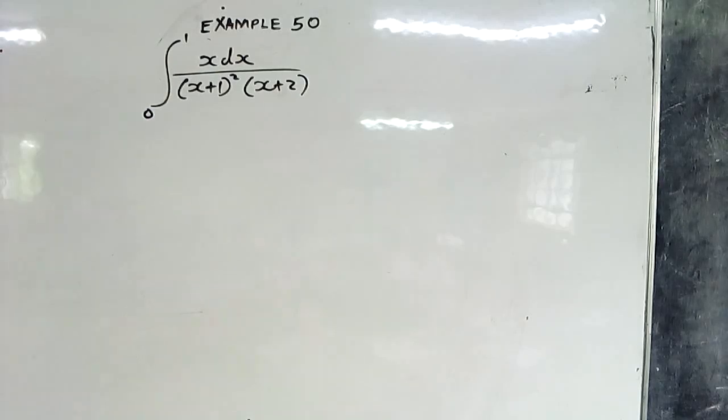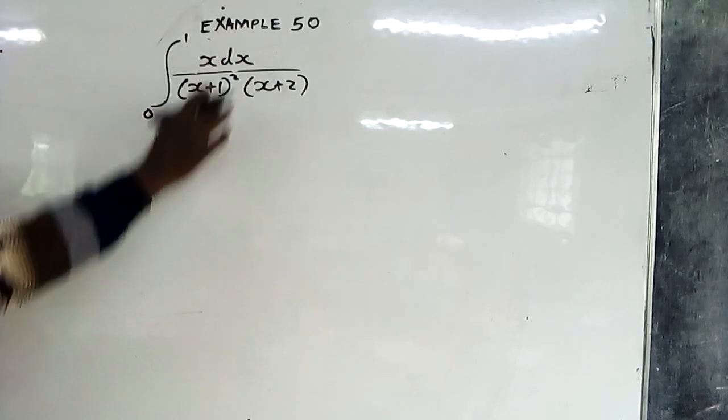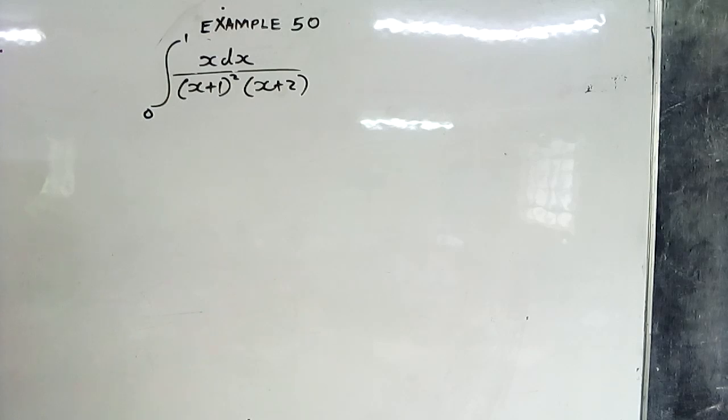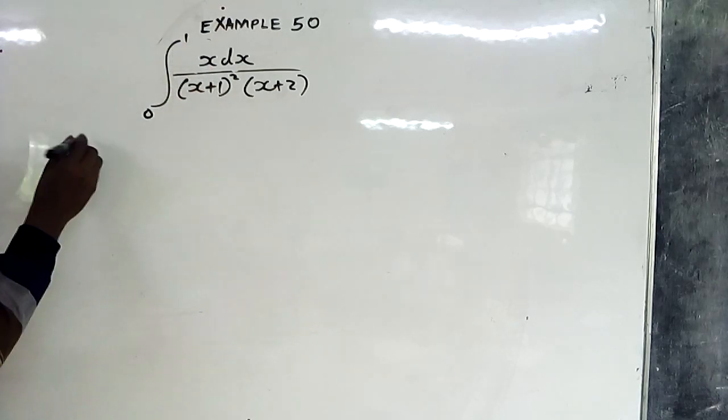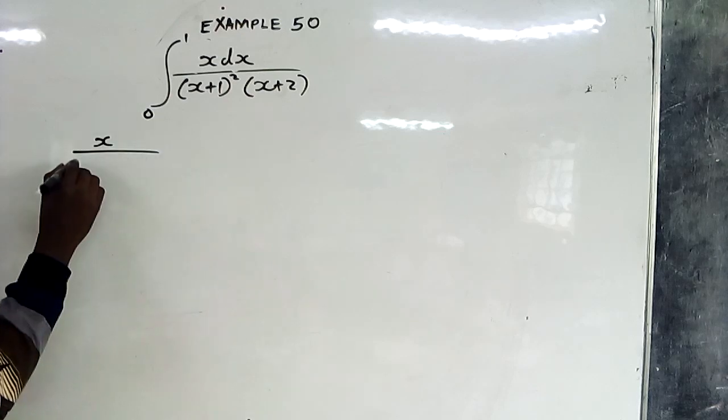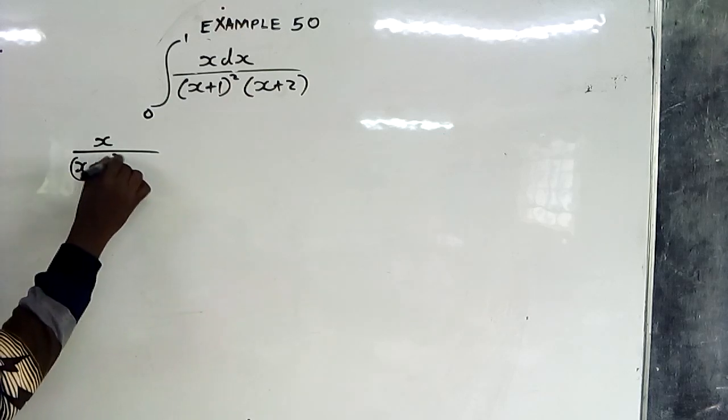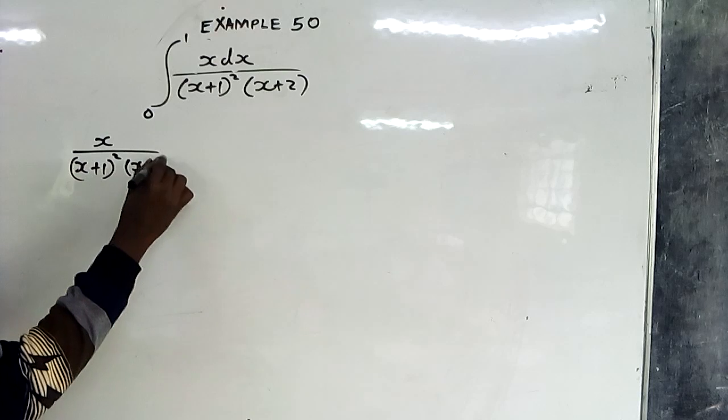Example number 50: evaluate the integral from 0 to 1 of x dx over (x plus 1) squared times (x plus 2). So, that is resolving into partial fractions, isn't it? So, what is our function here? We have x over (x plus 1) squared and (x plus 2).